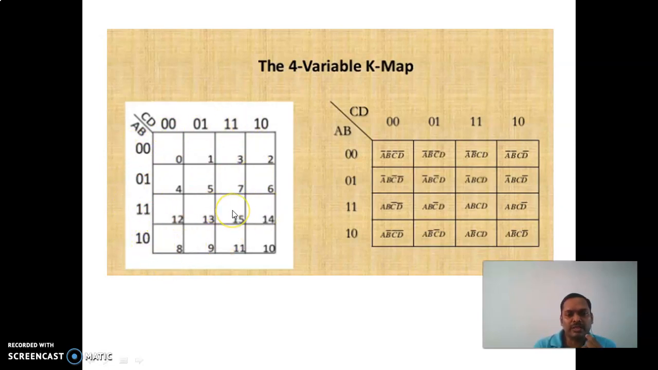For example, if you consider this one, row wise it is 1 1, and the column is also 1 1. So this represents the number 1 1 1 1. It is the minterm of 15, so that's why it is called M15. These minterms are represented using A bar, B bar, C bar, D bar. This one is A bar, B bar, C bar, D bar, like that. If you consider this one, this is A, B and C. So like that we are representing the cells.